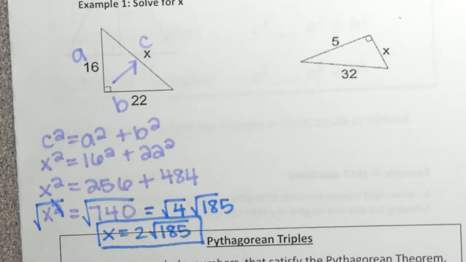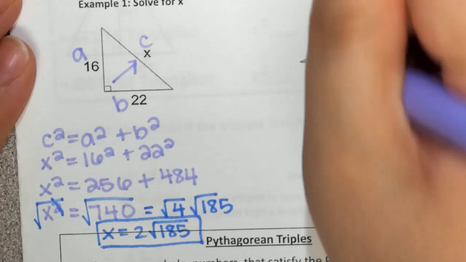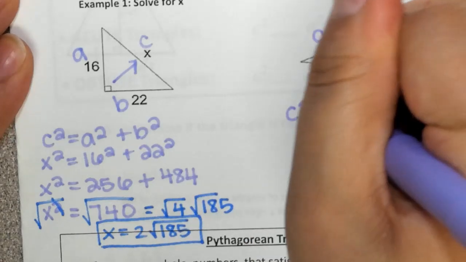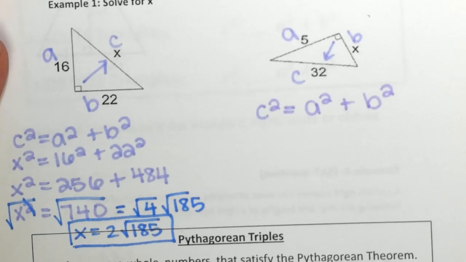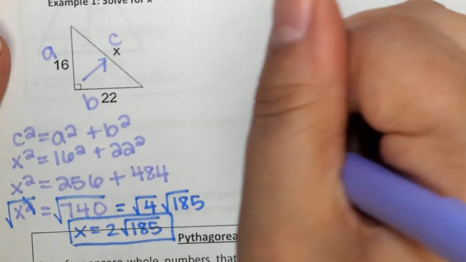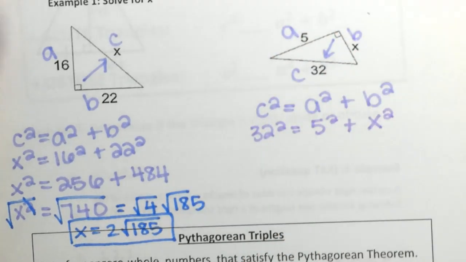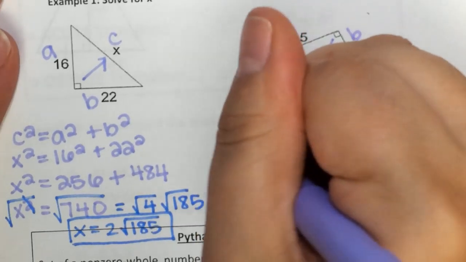Alright, next one. Same thing. What do I do first? C. What's my C? 32. And then it doesn't matter which one's A or which one's B. Write the Pythagorean theorem. C squared equals A squared plus B squared. And plug in. Am I going too fast? And if everybody else is saying no, but you think yes, say yes. Can somebody tell me 32 squared? 1024.